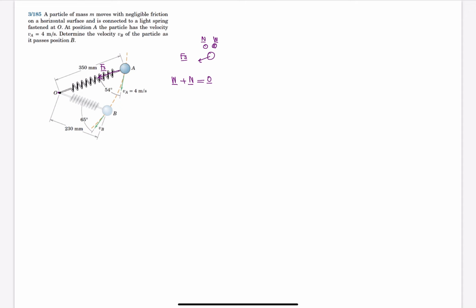Now, what's interesting is that this is actually a central force problem, right? Because the only force acting on the particle is directed toward the origin O. So if I calculate the sum of moments acting on the particle about O, which is R cross F, that's equal to R cross just the spring force. But the spring force is parallel to R, so that's just equal to 0. The sum of moments about O is equal to 0. So this is a central force problem.